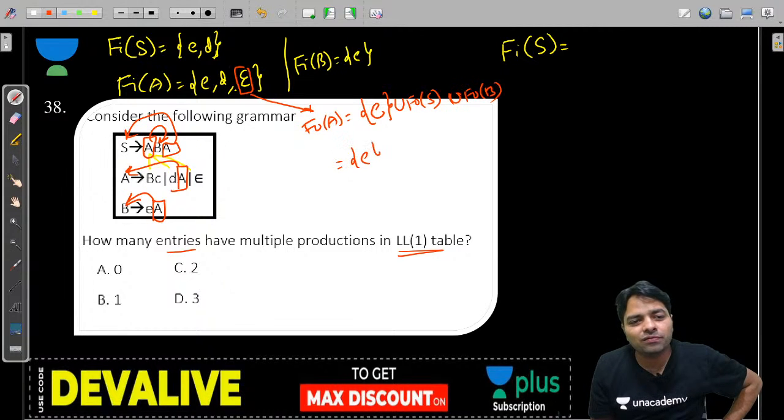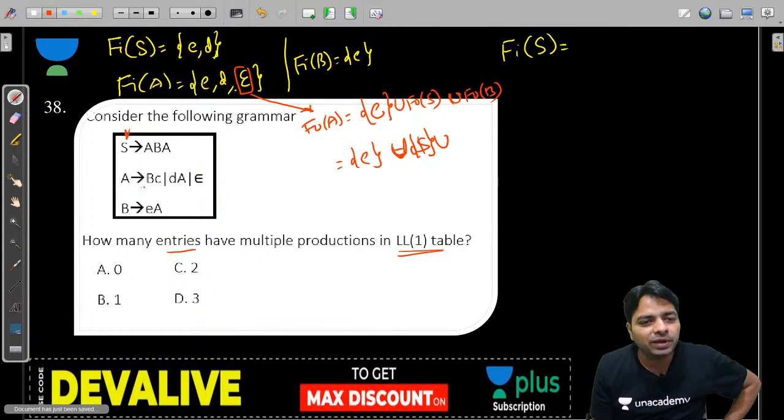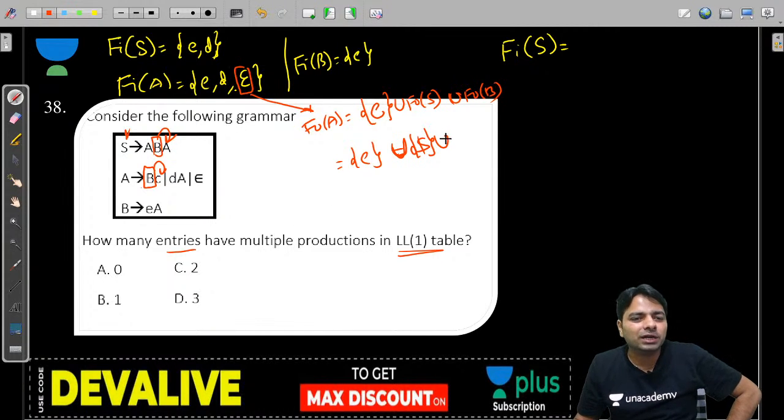And what is the follow of S? It's just dollar, just dollar because S is not there anywhere. And follow of B, again focus. Follow of B is, a C is there. And follow of B is nothing but first of A. First of A we have seen E comma D. Right? First of A, D we are going to take now. And union, dollar already taken, C.